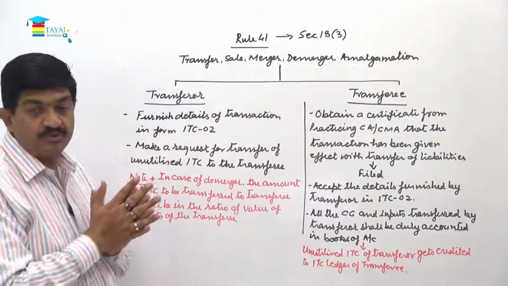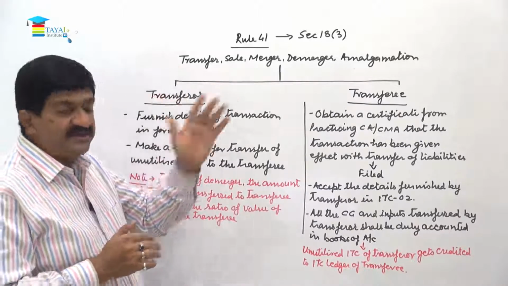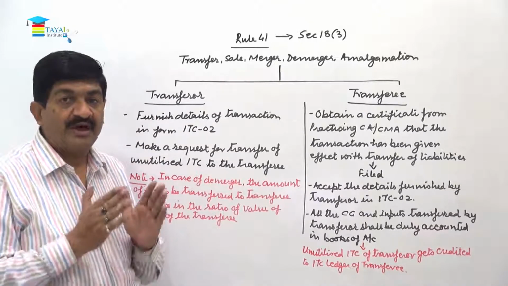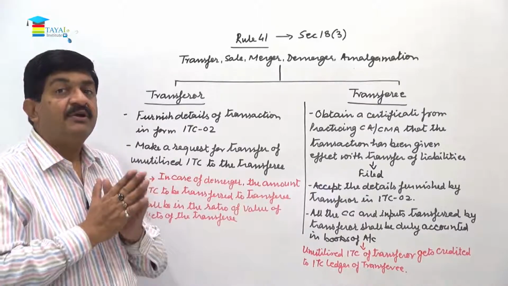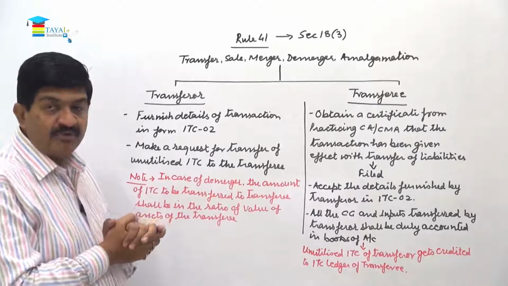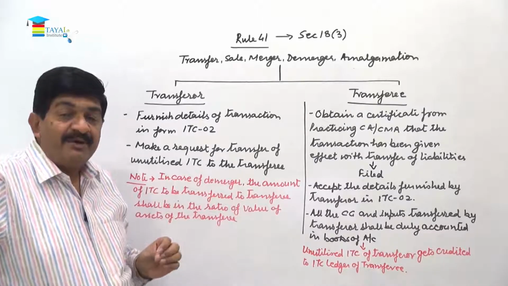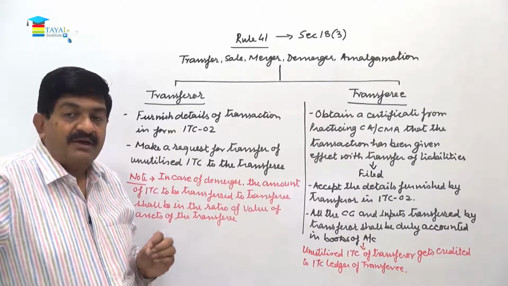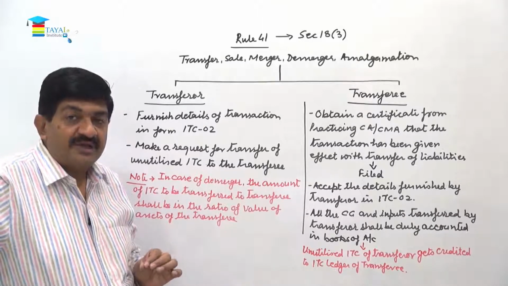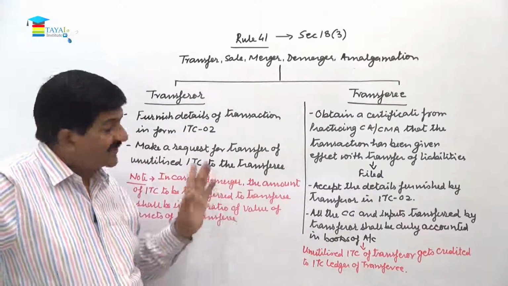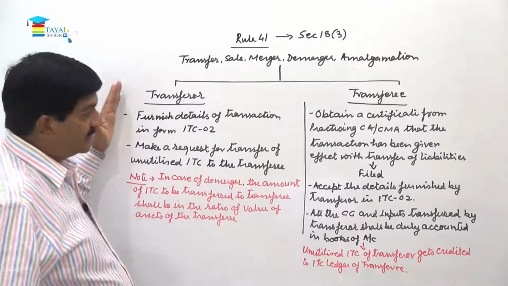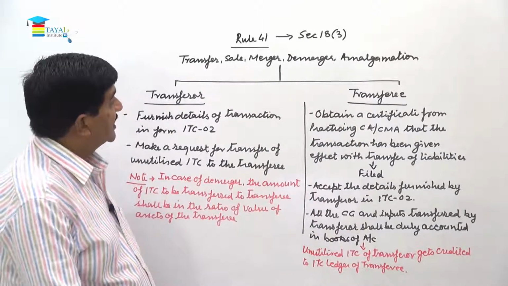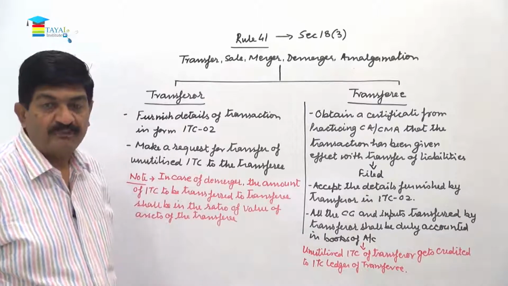I have given who has to do what. So section 18 subsection 3 has to be read with rule number 41, and this is related to either sale or transfer otherwise, or merger or demerger or amalgamation. In these situations, if the liabilities of the business are also transferred, then unutilized credit in the credit ledger of the transferor will be transferred to the transferee, provided all this procedure is completed. So first is transferor has to do something, then transferee has to do something, and then the unutilized credit will be transferred to the transferee. Okay, so this is rule number 41.